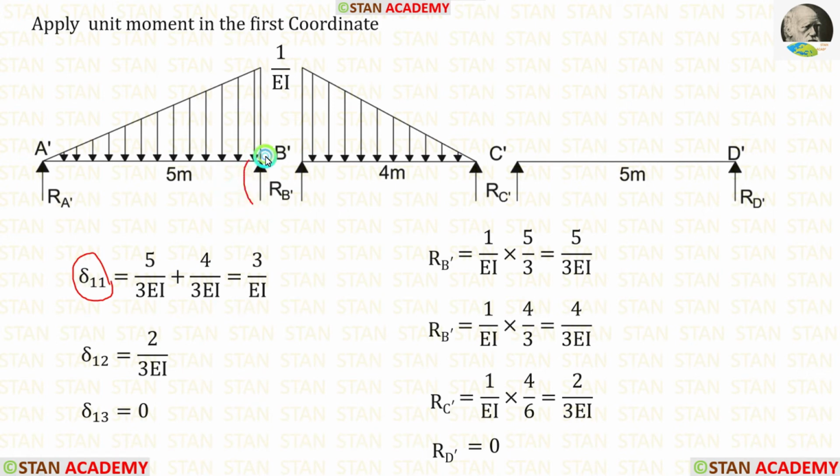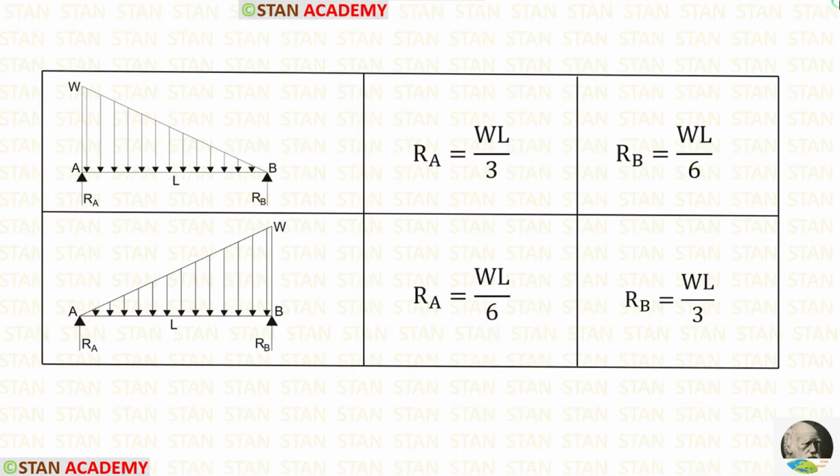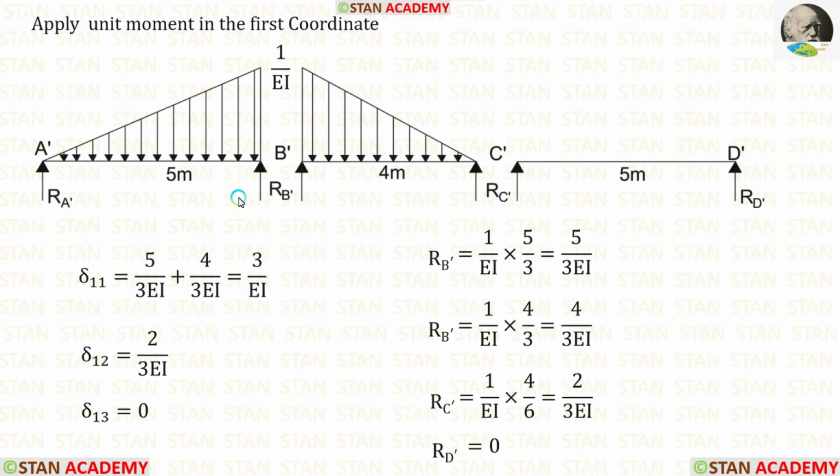For that, we have to find RB dash. First, let us find RB dash in the beam A dash B dash. We can apply the formulas and calculate the reactions. For the minimum loading side, the formula is WL upon 6. For the maximum loading side, the formula is WL upon 3. Now we are going to calculate RB dash in the maximum side. The formula is WL upon 3. Using the formula, we are getting 5 upon 3 EI.